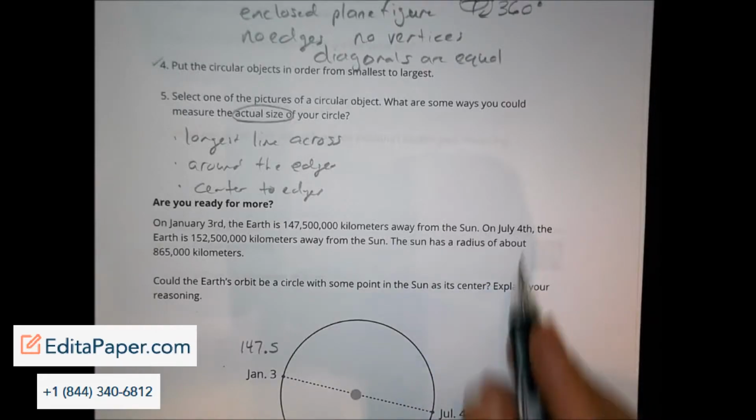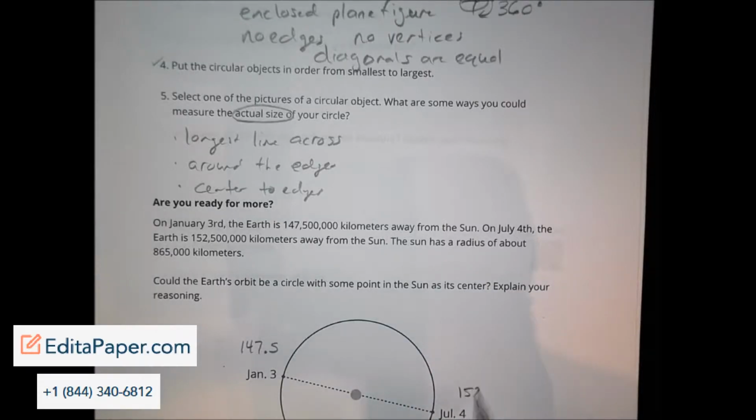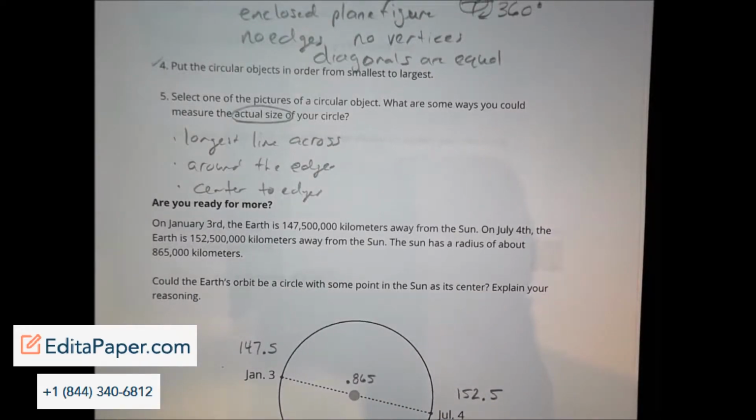Okay, on July 4th, the Earth is 152.5 kilometers away from the Sun. And it says the Sun has a radius of about 0.865. I'm putting my point there because that's where I started making decimals before. Question is, could the Earth's orbit be a circle with some point on the Sun as its center? And we'd have to figure that out, okay?